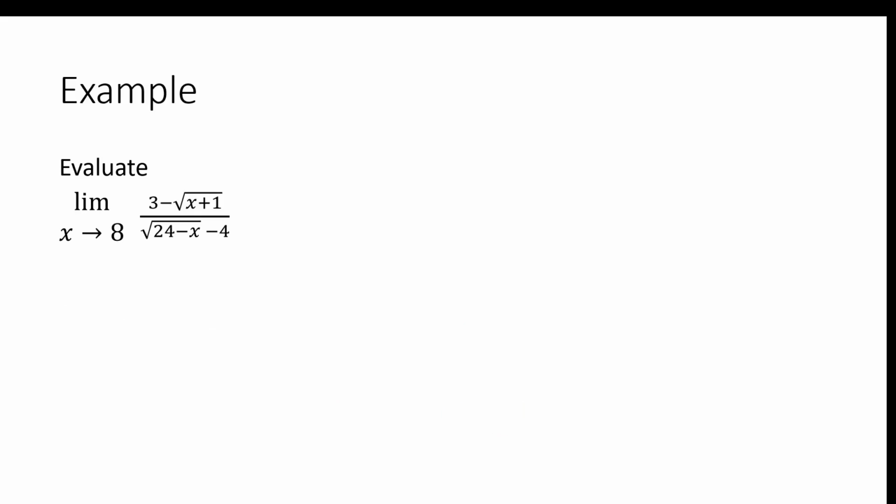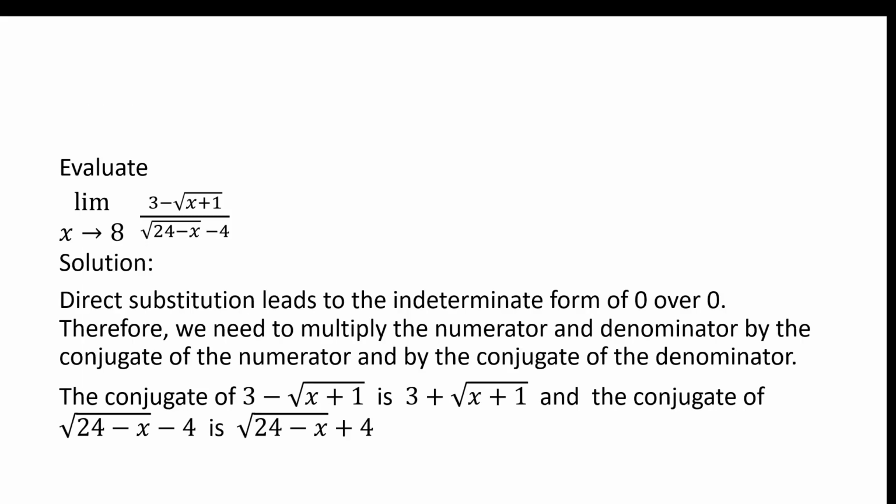Now, this next question is just like the first one, except, just like the two we've done before, the only thing really different about this is we want to determine the conjugate of the numerator and the denominator. So direct substitution leads to the indeterminate form of 0 over 0. Therefore, we need to multiply the numerator and denominator by the conjugate of the numerator and also by the conjugate of the denominator. Now, the conjugate of the numerator is 3 plus root x plus 1. And the conjugate of the denominator is root 24 minus x plus 4.